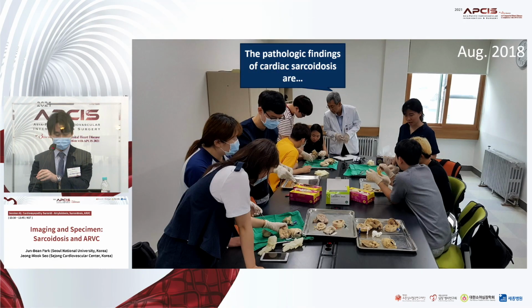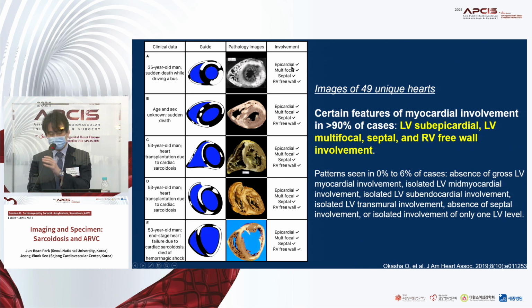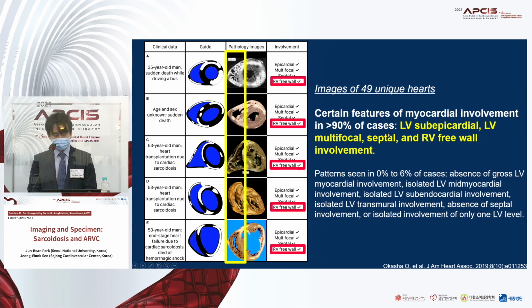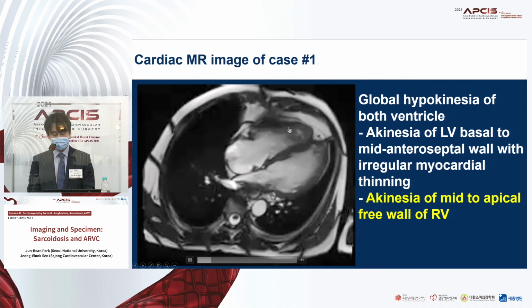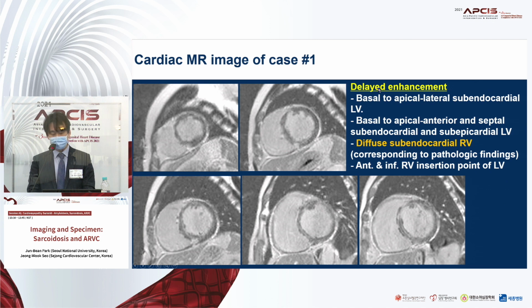Thank you for your explanation. As explained by Professor Seo, in more than 90% of cases the myocardial involvement includes the RV free wall, in addition to LV subepicardial, LV multifocal or septal involvement. This is a cardiac MR image of case number 1, showing akinesia of the mid to apical free wall of the RV, which corresponds to the pathology findings explained by Professor Seo. Delayed enhancement in the RV was also noted in these MR images, suggesting the presence of fibrosis, which also corresponds to the pathology findings.